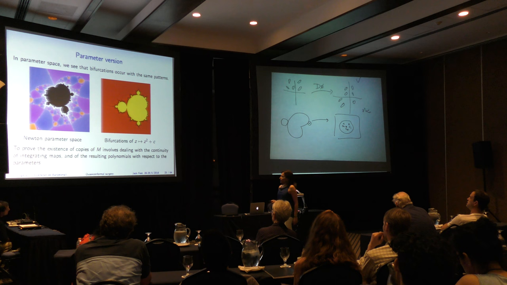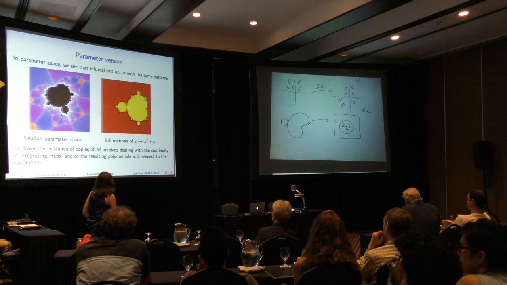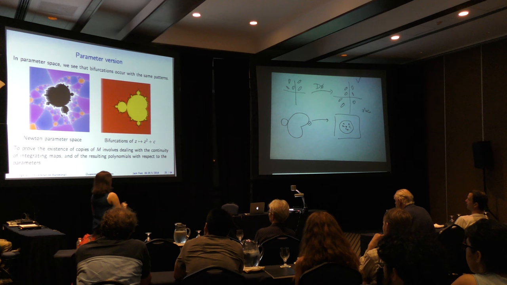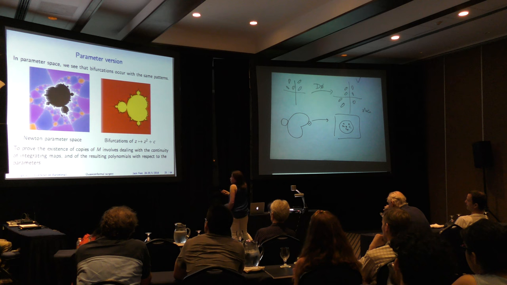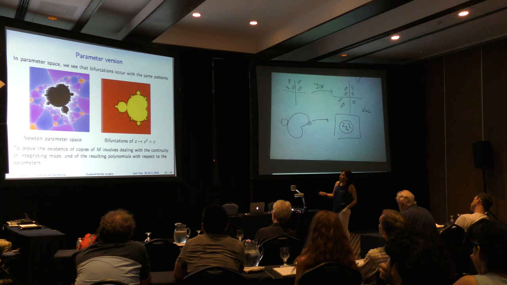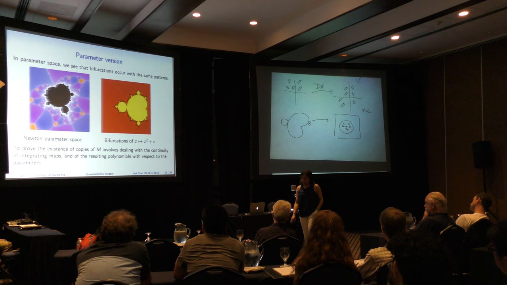This is the one that I'm not going to get into, just to tell you that you can do this with parameters also. This is much more complicated because you have to deal with the continuity of these integrating maps in many situations, but just let me tell you that in the same way that you find Julia sets in the dynamical planes of other types of maps that are not polynomials, you also find Mandelbrot sets or bifurcation loci of other polynomial families in the parameter spaces.